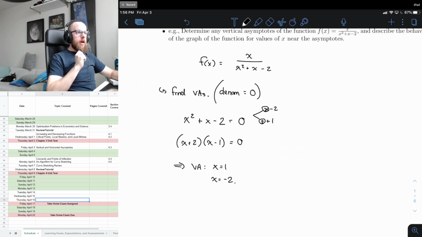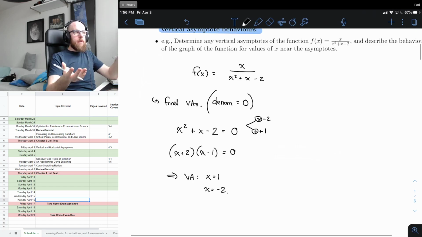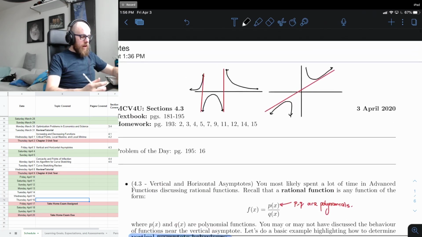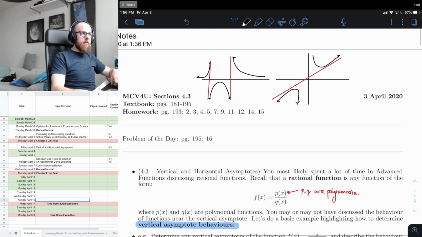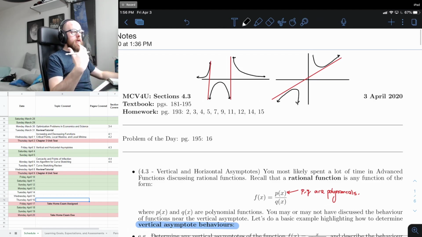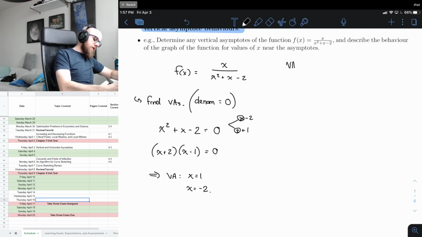Our job here is to figure out what the graph is doing near the vertical asymptotes. The way that vertical asymptotes behave, it seems like the function either shoots up to positive infinity or it shoots down to negative infinity. So we're going to formalize the way that we figure out what the function is doing near the vertical asymptote. To find the vertical asymptote behaviors, we're going to consider several limits here.